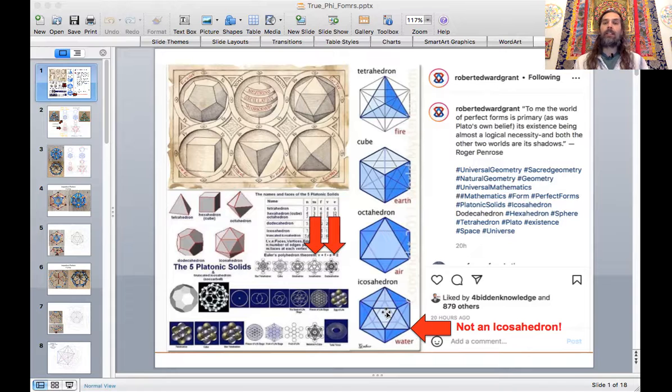So in this, I want to show you why that's not an icosahedron and what an icosahedron as projected two-dimensionally from the third dimension to 2D, what that actually looks like if this is the first time you've seen my videos. So to have a quote like, "To me, the world of perfect forms is primary," when we have, and believe me, this isn't about perfection that I'm addressing this issue from.